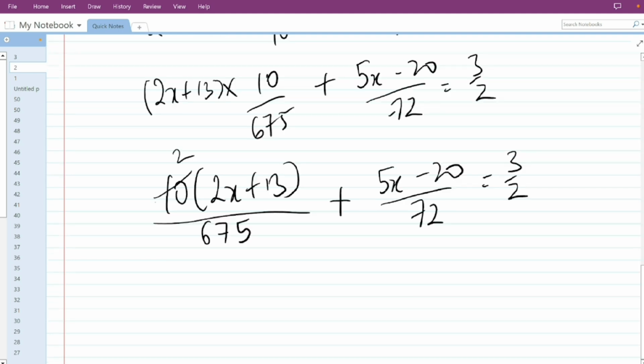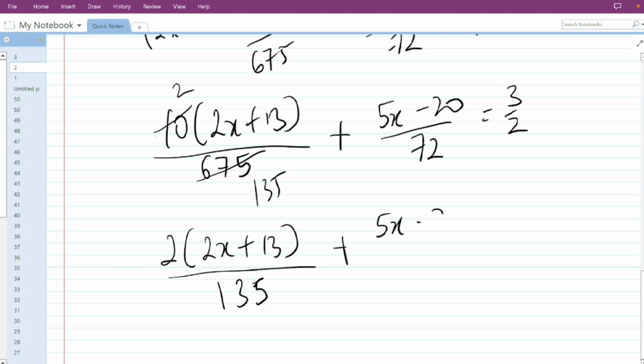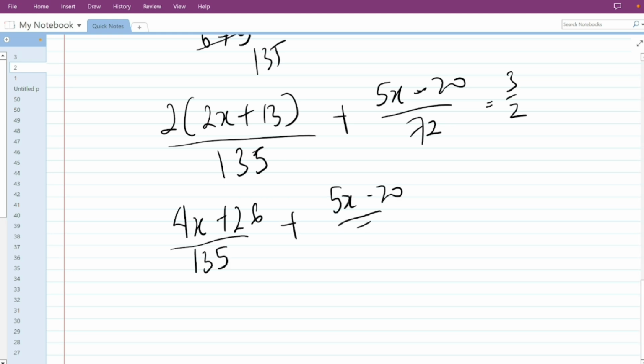5 times 2 here, 5 times 135 here is 675. On the next line you have 2 into open bracket 2x plus 13 close bracket over 135 plus 5x minus 20 over 72 equals 3 over 2. You can now open this upper bracket. So this 2 multiplies this 2x and also this 13. So 2 times 2x will give you 4x, then 2 times 13 will give you 26 over 135 plus 5x minus 20 over 72 equals 3 over 2.